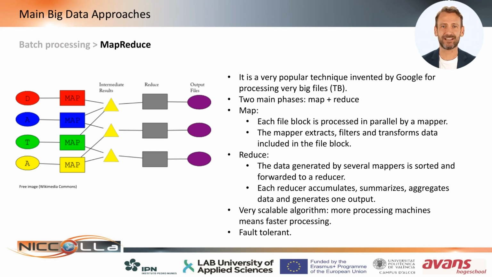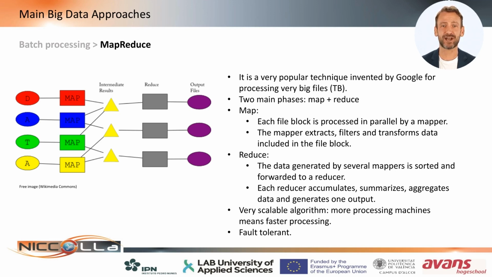In the reduce phase, all the data generated by the mappers gets sorted and forwarded to multiple reducers. A reducer is a function which receives the data generated by the mappers and accumulates or summarizes or aggregates them in order to obtain the desired outcomes. Even though it looks rather specific, this algorithm has proven to be useful for solving multiple problems.